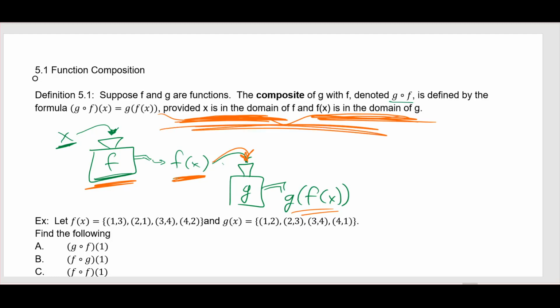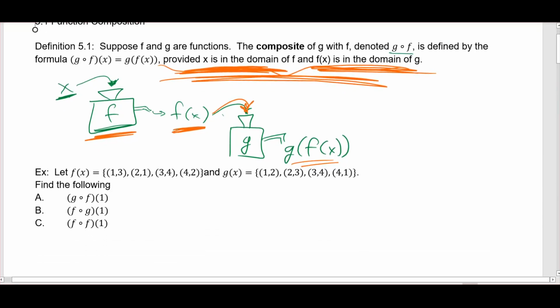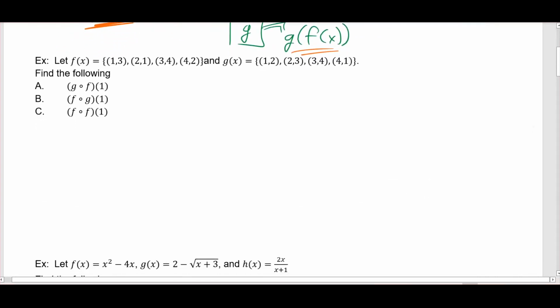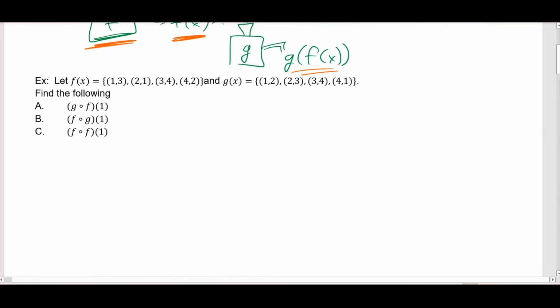Okay, we'll get to this bit a little later, but for now, let's just look at a couple examples here. If we have listed out a bunch of ordered pairs, because that's all functions are, just sets of ordered pairs, if we have them explicitly listed, we can find these things. So let's find g of f of 1. So this is g of f of 1.